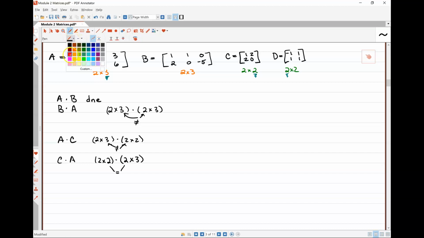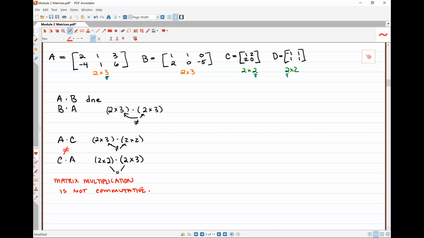So that's sort of interesting. For one thing, A times C doesn't exist, but C times A does exist. So you see right there that matrix multiplication is not commutative. And that's weird because regular multiplication is commutative, right? Like 3 times 2 is equal to 2 times 3. 15 times 79 is equal to 79 times 15. But that commutative property that's true of numbers is not true of matrices. Okay, so let's compute C times A.